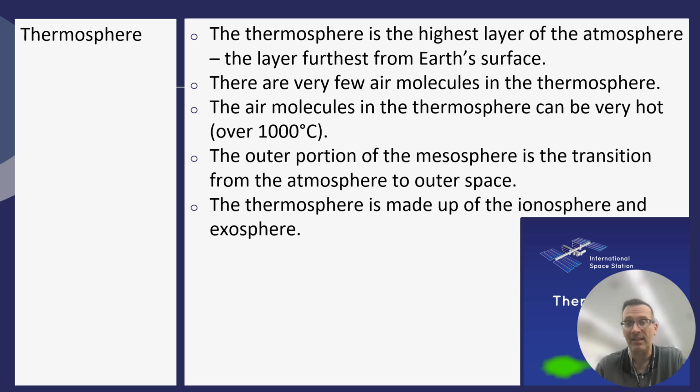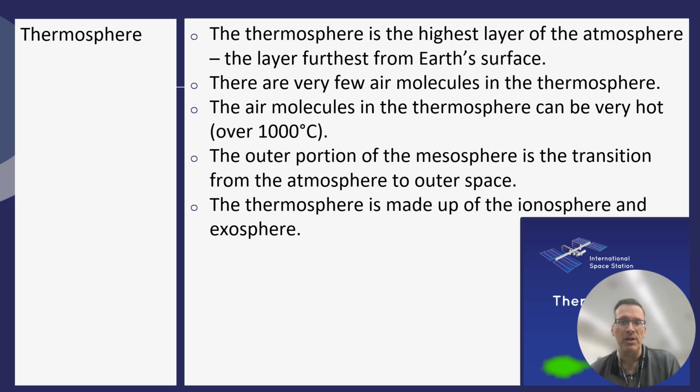Our next and last layer that we're learning about is the thermosphere. So remember, troposphere, stratosphere, mesosphere, thermosphere. The thermosphere is the highest layer of the atmosphere. It's the last layer before we get to outer space. There are very few air molecules in the thermosphere. The air molecules in the thermosphere can be very hot. It's closest to the sun. It could be over 1,000 degrees Celsius.